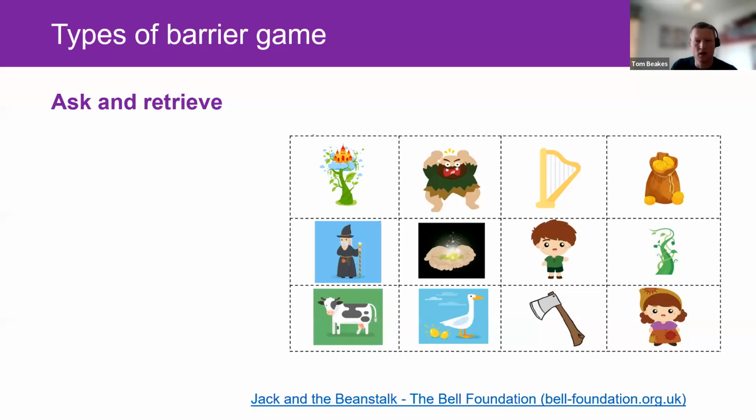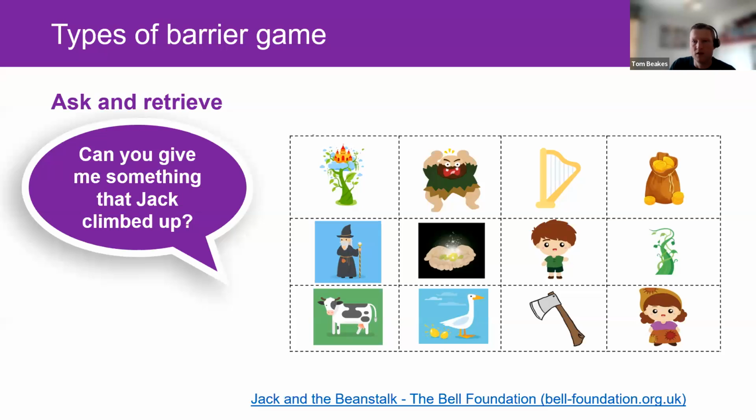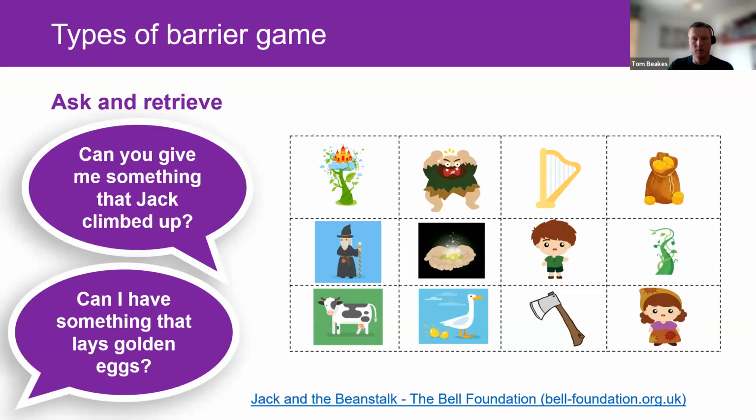So this example here is taken from our Jack and the Beanstalk resource. And you'll see that to play, the children need flashcards of the key vocabulary from the text. And then there are question cards for each item of vocabulary. They're things like this. Can you give me something that Jack climbed up? So each partner has a pile of question cards, and they also have the pictures spread out in front of them. And then they simply take turns turning over a question card, and then the other partner must give them the object being described. So it's very simple.